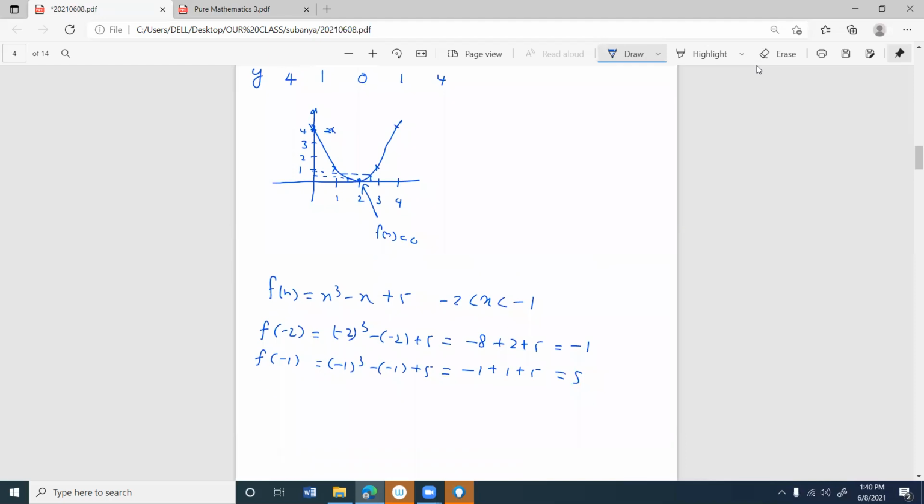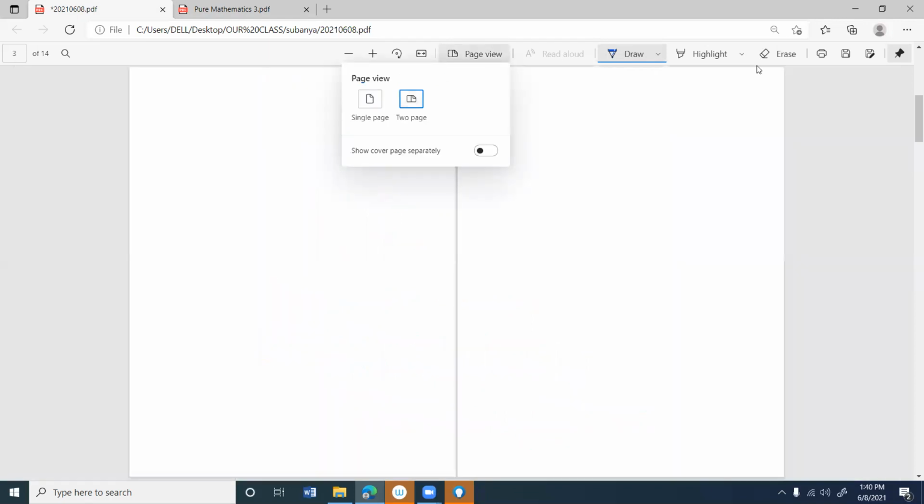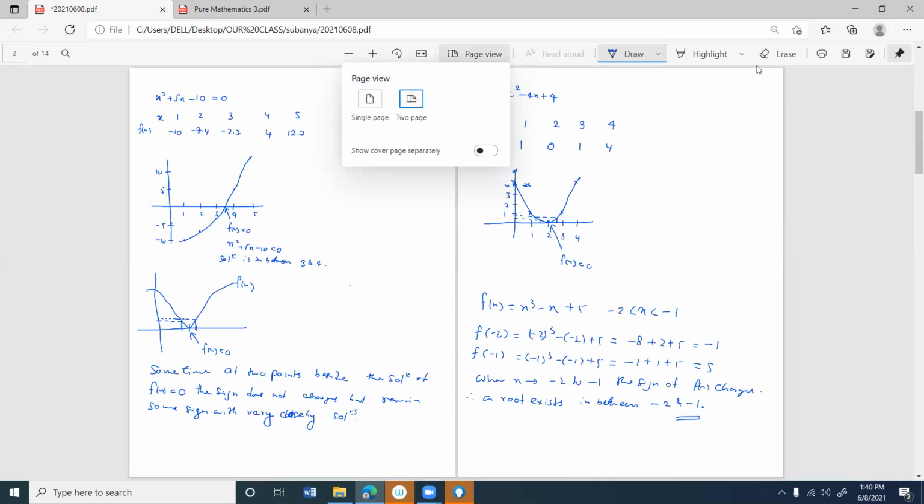So you can say when x goes from minus 2 to minus 1, the sign of f(x) changes. This is how you write the answer. Therefore, a root exists in between minus 2 and minus 1. That is a way of writing the answer for this kind of question. Right? Okay, let's go ahead. Yeah, this is the one.